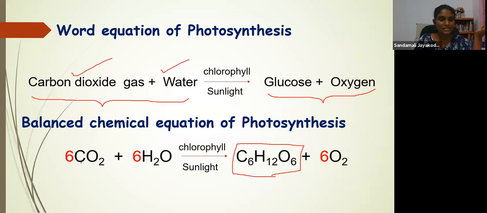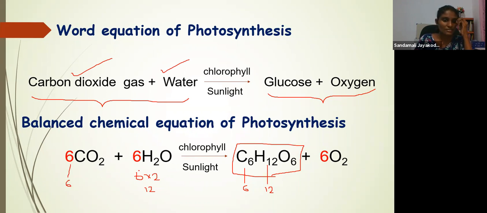Here 6 carbon, and then here another C6. So the carbon is balanced. And now let's look at hydrogen. Hydrogen is 6 into 2. That means 12 hydrogen here. Here we have 12 hydrogen on this side too, in the products. So it is balanced. Here it's 6 carbon, here it is 6 carbon.